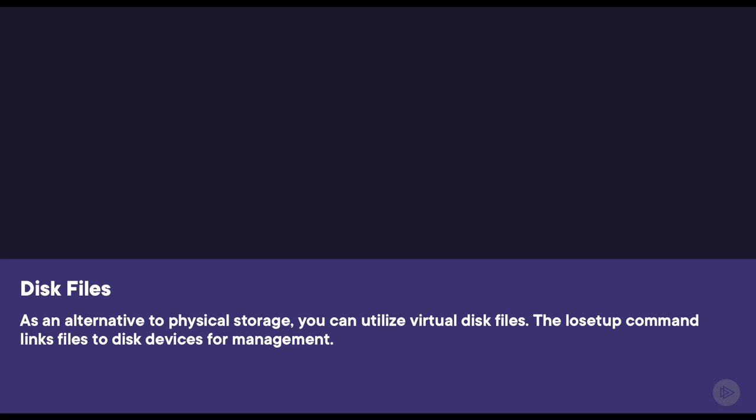Now, as an alternative to physical storage, we can use disk files ourselves. So we can use the fallocate command. We're setting the length of the file, essentially the file size, to be 1 gig. And we're just calling it, well, you can see the name as well as I can see the name.